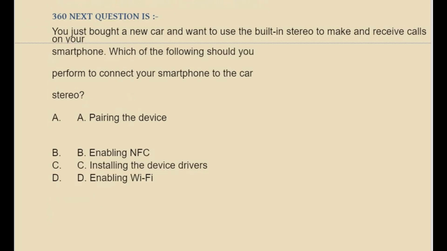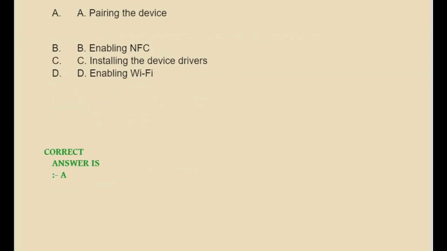Question is, you just bought a new car and want to use the built-in stereo to make and receive calls on your smartphone. Which of the following should you perform to connect your smartphone to the car stereo? Option A, pairing the device. Option B, enabling NFC. Option C, installing the device drivers. Option D, enabling Wi-Fi. Correct answer is option A.